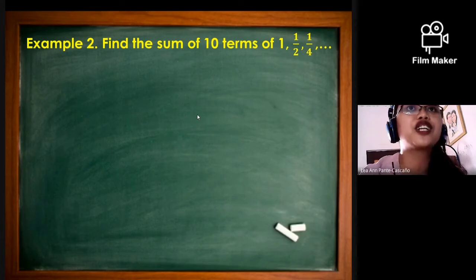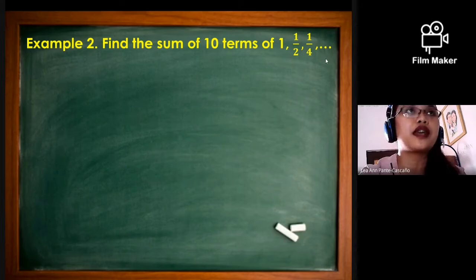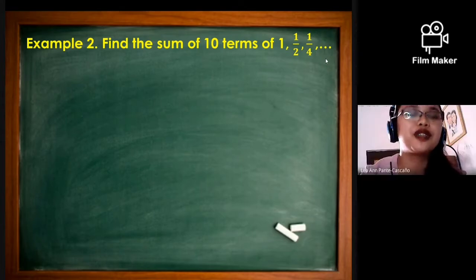Ano po kaya ang ating common ratio? Observe nga natin yung ating sequence. Saan kaya natin minultiply ang first term para makuha yung second term at para makuha yung third term? Sa 1 na po. Okay, ma'am. Very good. Thank you for that.